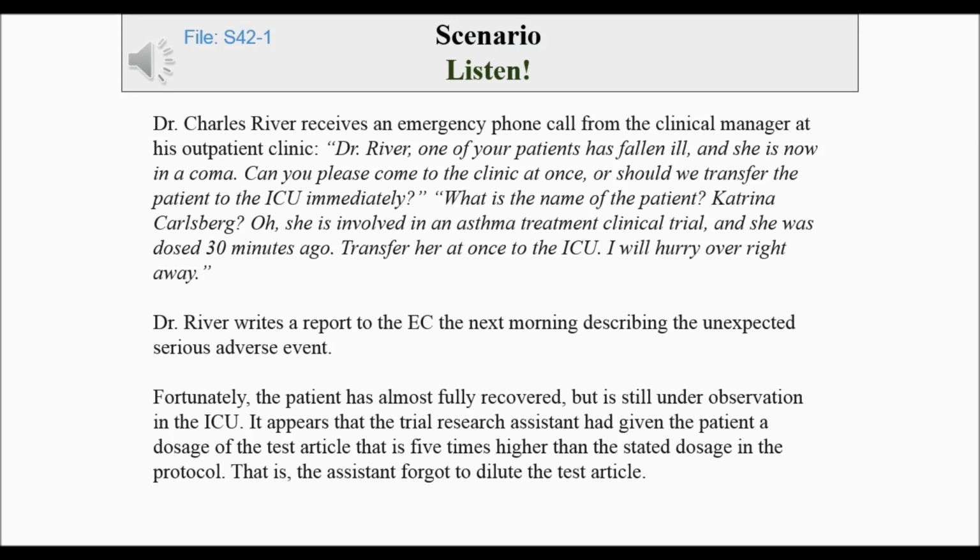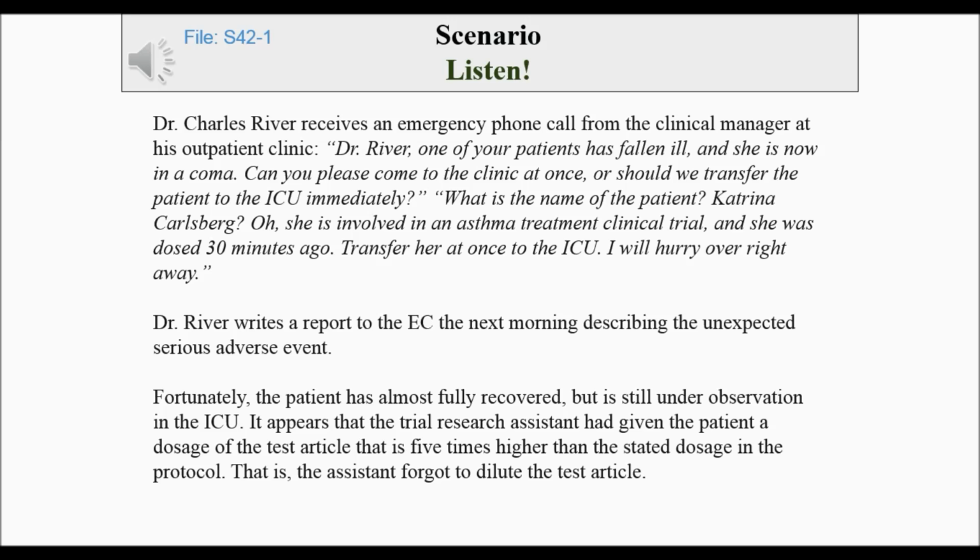"What is the name of the patient? Katrina Karlberg? Oh, she is involved in an asthma treatment clinical trial, and she was dosed 30 minutes ago. Transfer her at once to the ICU. I will hurry over right away."